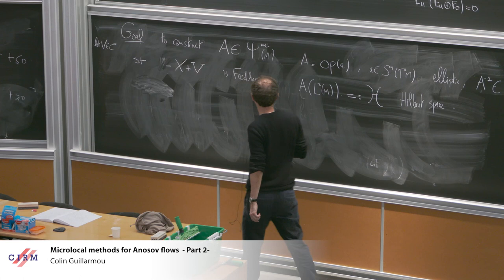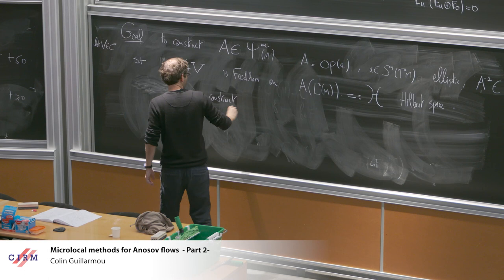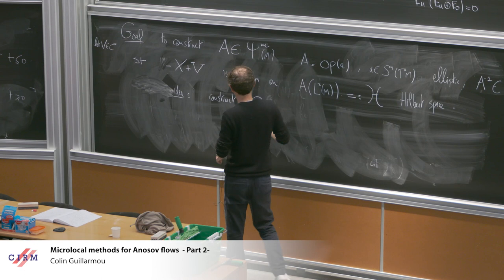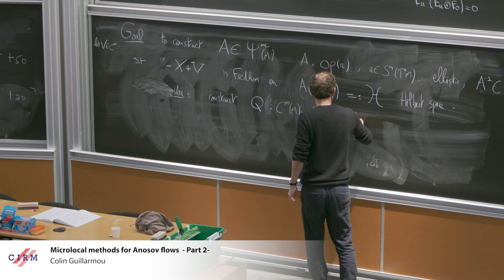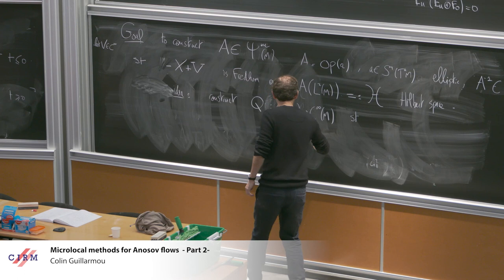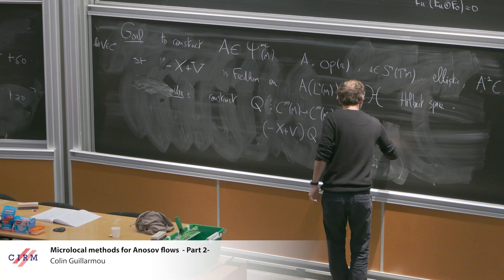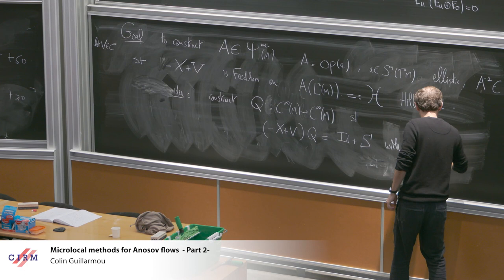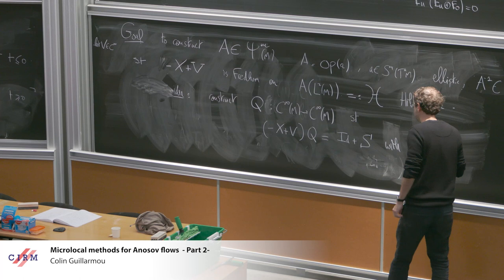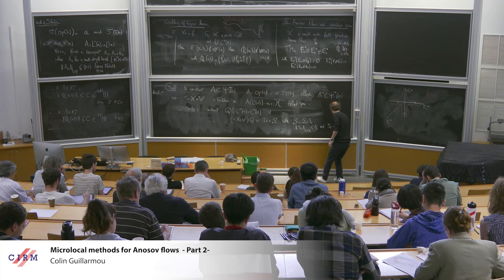And for this, the idea is, once we have this, to construct a certain operator Q, say a bounded operator from smooth functions to smooth functions. It's not going to be a pseudo-differential operator, such that Q(-X + V) is going to be a pseudo-inverse, an almost inverse. So that if I do this, I get the identity plus a remainder S of the form S_0 + S_1, where S_0 has norm on H strictly less than, let's say, 1/2, and S_1 is compact on H.